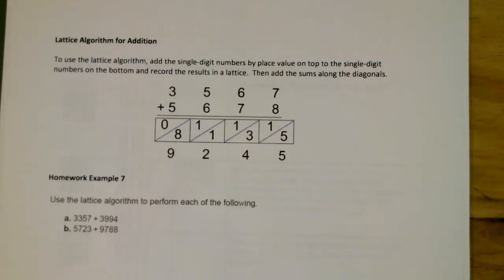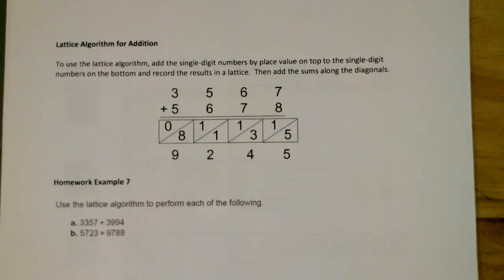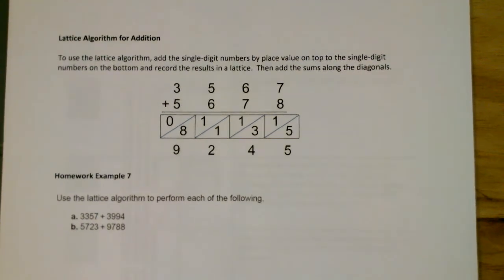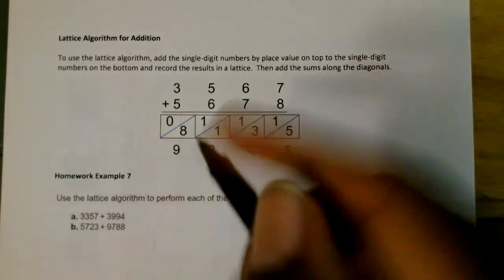All right, next is the lattice method, or the lattice algorithm for addition. This one I personally like the best. To use a lattice algorithm, we add the single digit numbers by place value on top of the single digit numbers on the bottom and record their results in a lattice, and then add the sums along the diagonals. Like for 3,567 plus 5,678. Here's what we do.